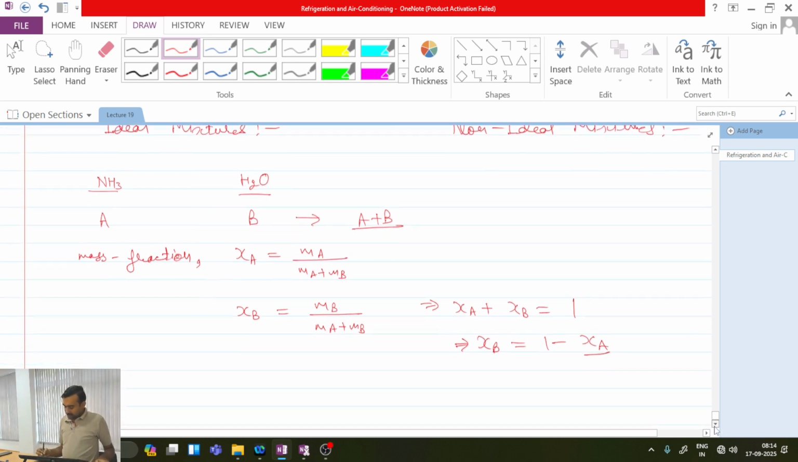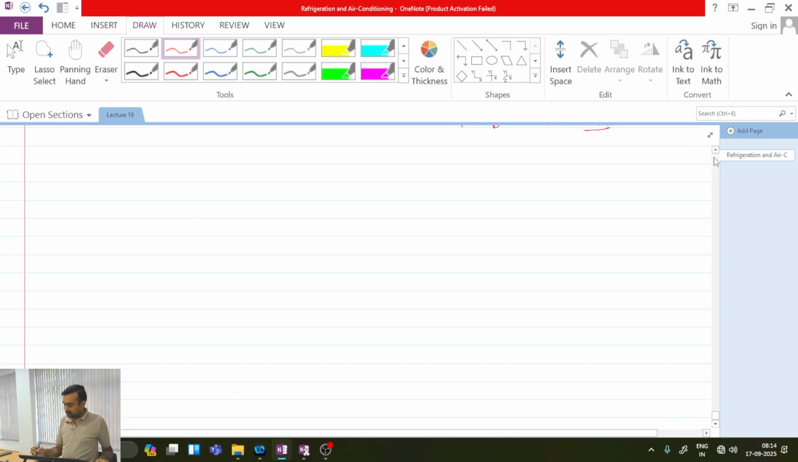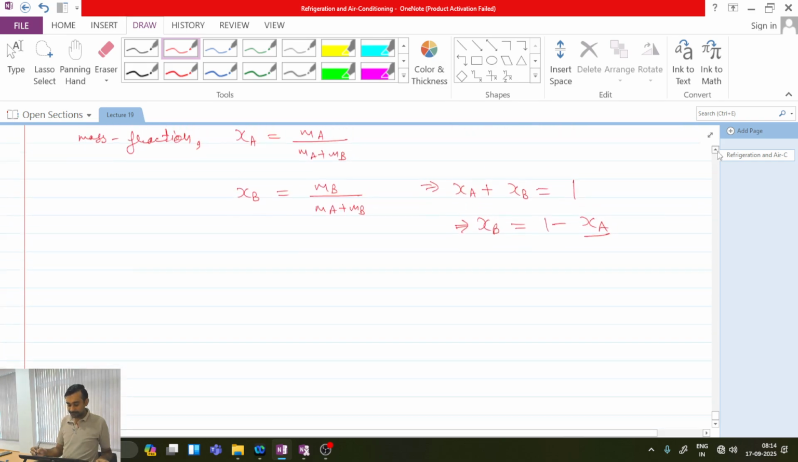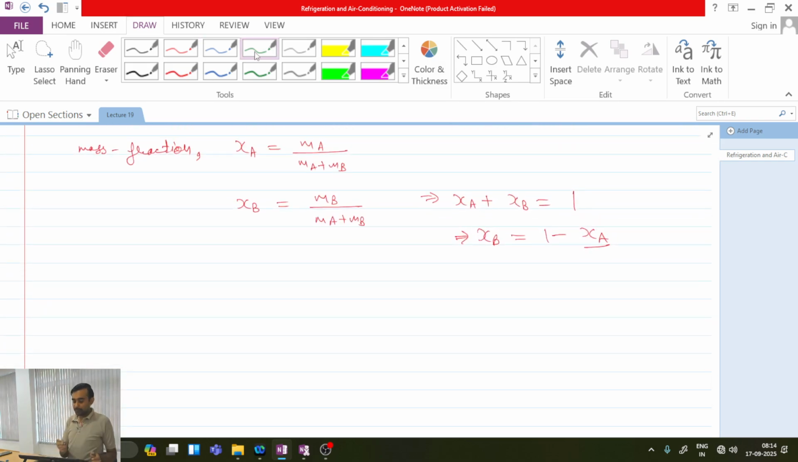Another important point could be that whenever I will be producing the mixture, instead of mass fraction, I can use mole fraction for defining the concentration. Okay, ultimately what am I defining? I am defining the composition or concentration of the mixture. Okay, so the other parameter could be mole fraction.